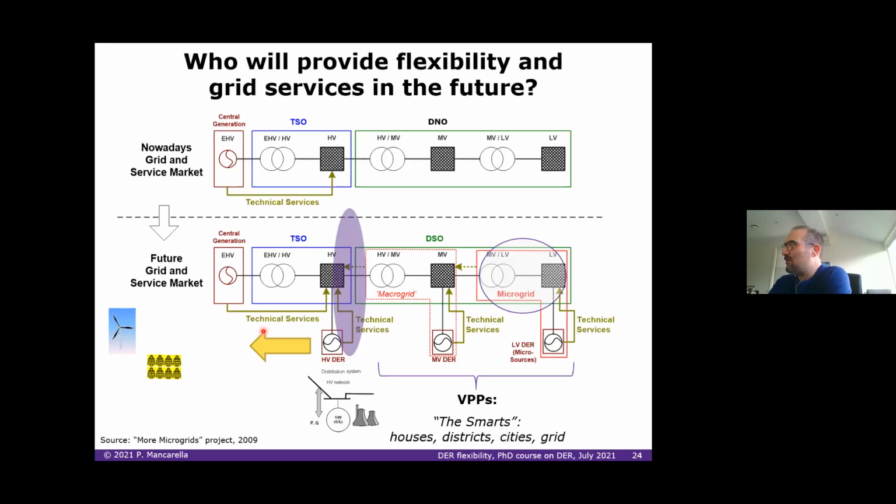So when we talk about the smarts, so smart buildings, districts, cities, grids, this is really the essence of all these transformations that we're seeing, and how they would interact with the rest of the system, providing flexibility. I would also like to highlight here that there are two main changes, or perhaps, well, it's really one fundamental change.